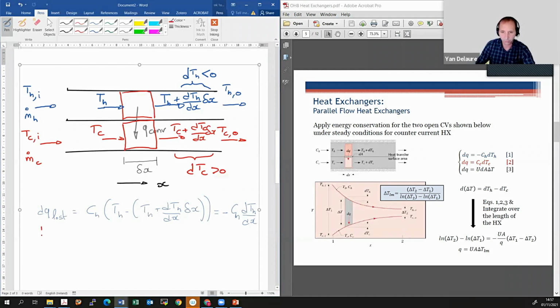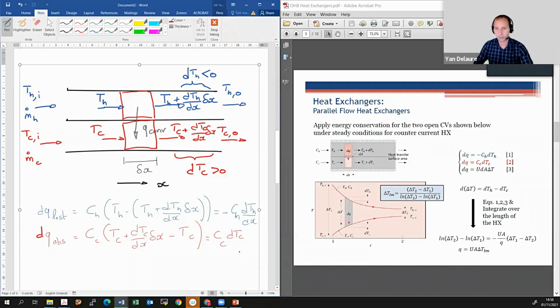So here we have our dq absorbed, which is equal to C_C times T cold plus dT over dx delta x minus T cold. So I take all this minus this. I don't need to put the brackets here because I don't have a minus in front, so I just leave it as is. That's going to be simply dT_C, and I forgot the C here, over dx. Oh, no, not over dx, apologies.